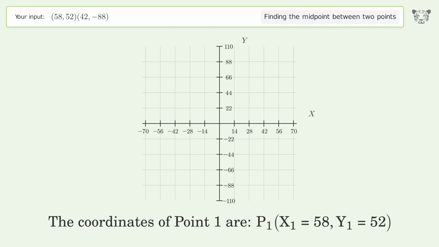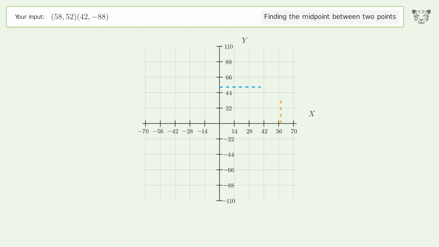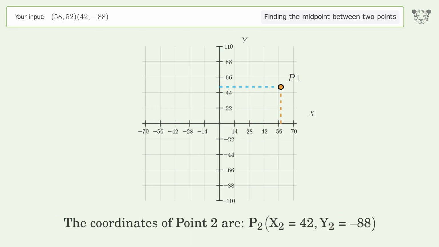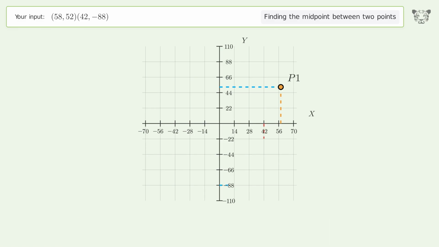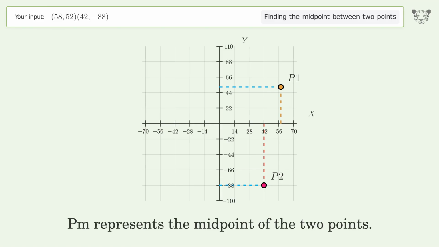The coordinates of point 1 are x1 equals 58, y1 equals 52. The coordinates of point 2 are x2 equals 42, y2 equals -88. PM represents the midpoint of the 2 points.